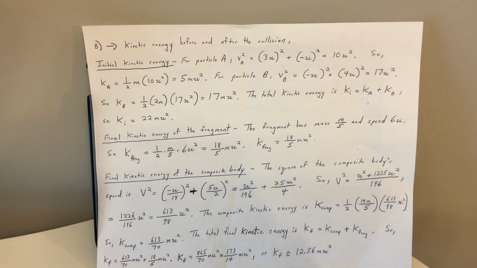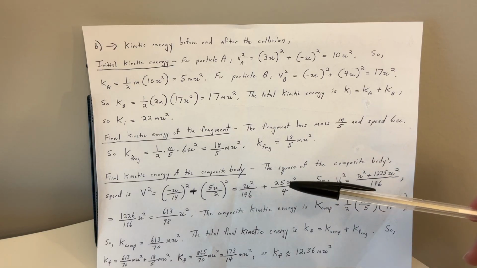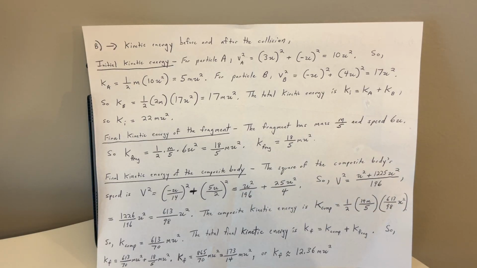Our final kinetic energy of the composite body: the square of the composite body's speed is going to be, here, v squared equals (negative u over 14) squared plus (5u over 2) squared. That equals u squared over 196 plus 25u squared over 4. So v squared is going to equal u squared plus 1225u squared over 196. So we're going to get 1226 over 196 u squared, and that's going to equal 613 over 98 u squared.